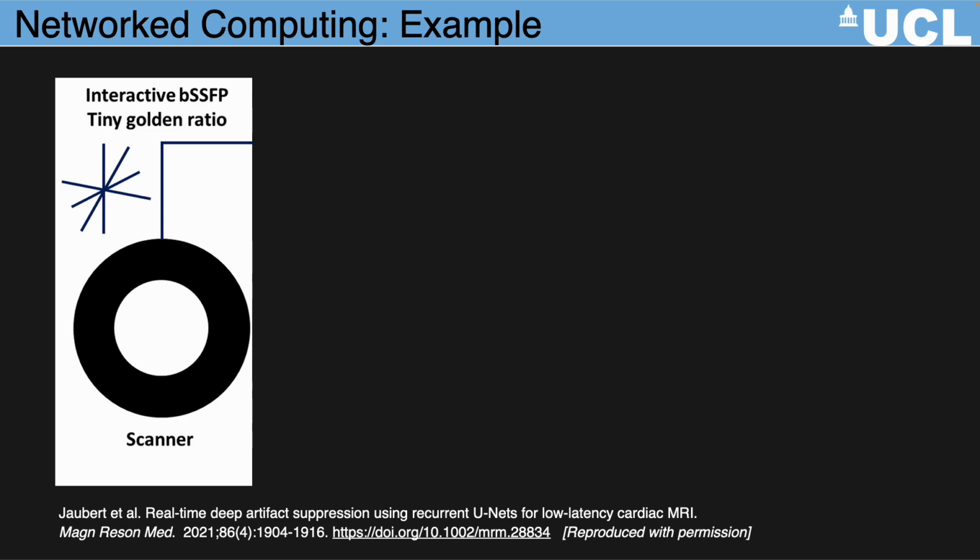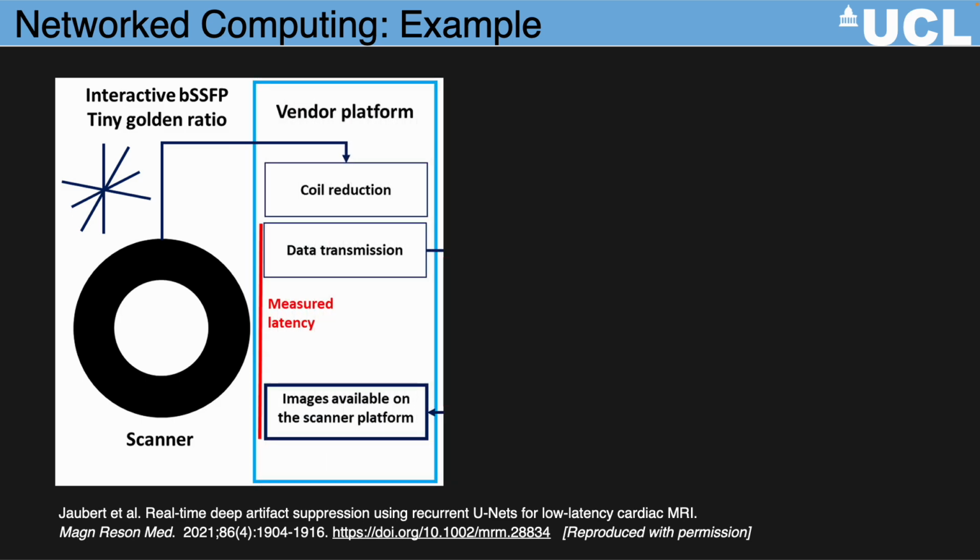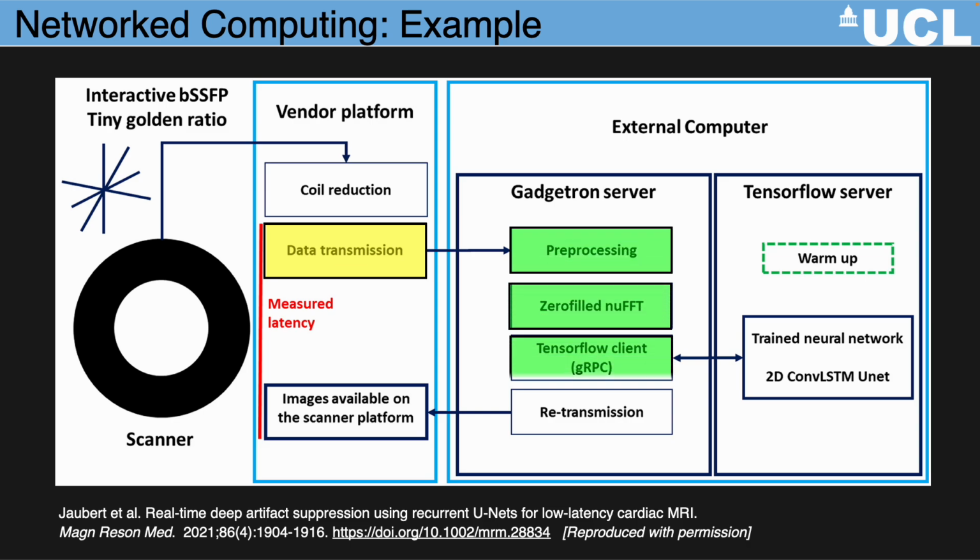However, this shows an example where the Gadgetron has been used to perform low latency machine learning reconstruction for interactive real-time imaging. Undersampled radial data is collected from the scanner, which undergoes some processing in the vendor reconstruction pipeline, including coil compression. The Gadgetron emitter then transmits the data to an external computer where a series of functors perform a zero-filled NUFFT reconstruction, which is then de-aliased using a previously trained ML model with convolutional long short-term memory blocks. And the de-aliased images are then retransmitted back to the vendor pipeline where they're available for visualization.